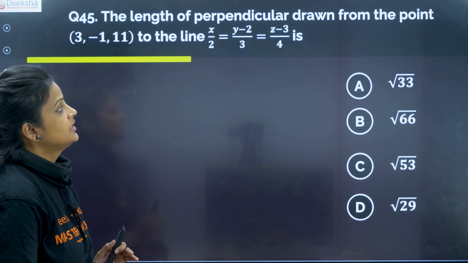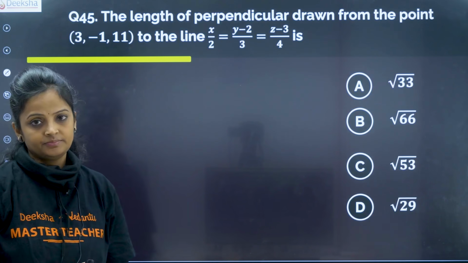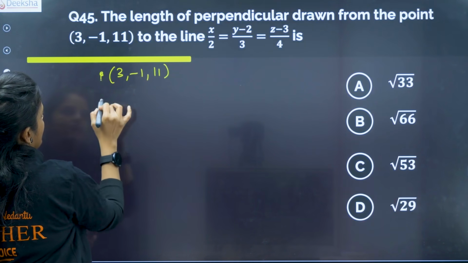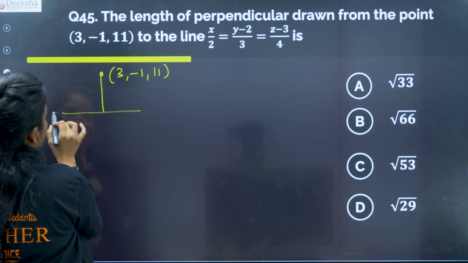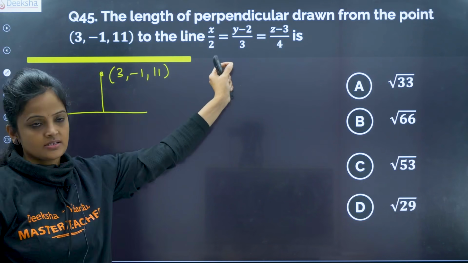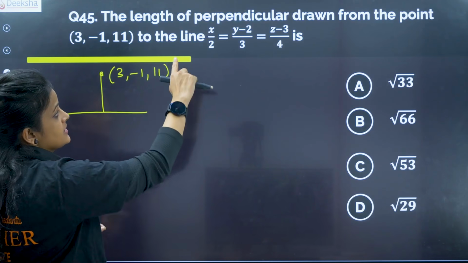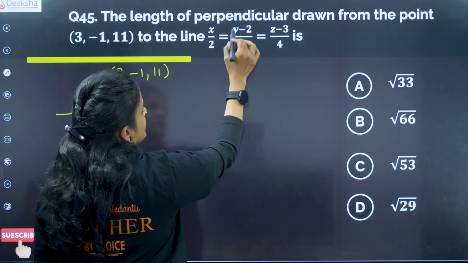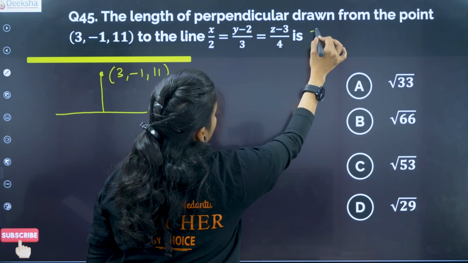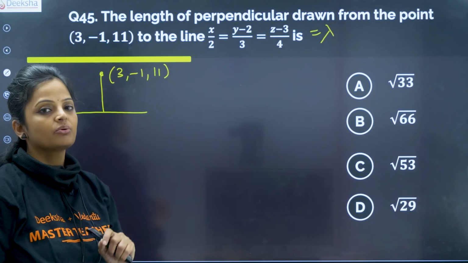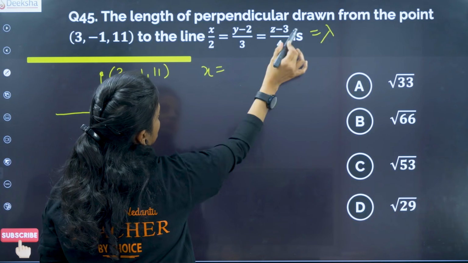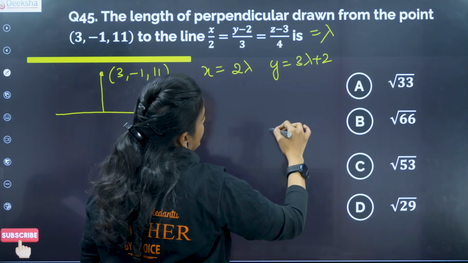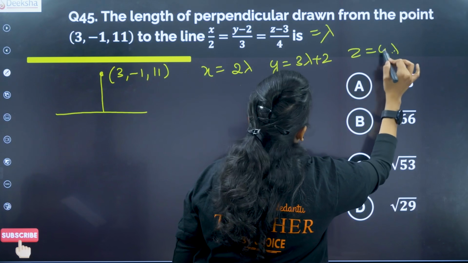The length of the perpendicular drawn from a point to the line. Okay. So one point they have given is 3, minus 1, 11. From there they have given a line. That line is given as x by 2 equal to y minus 2 by 3 equal to z minus 3 by 4. Here there is nothing, that means 0 will be there. Whatever the line they have given, equate it with lambda. X is equal to 2 lambda, y is equal to 3 lambda plus 2, and z is equal to 4 lambda plus 3.